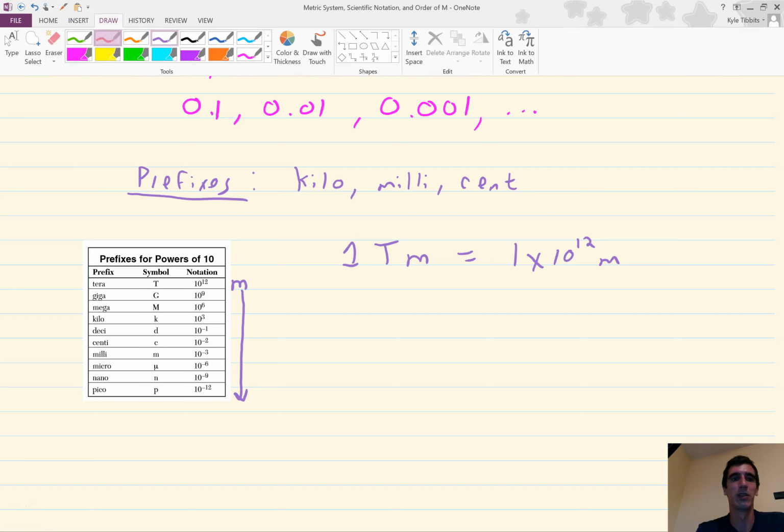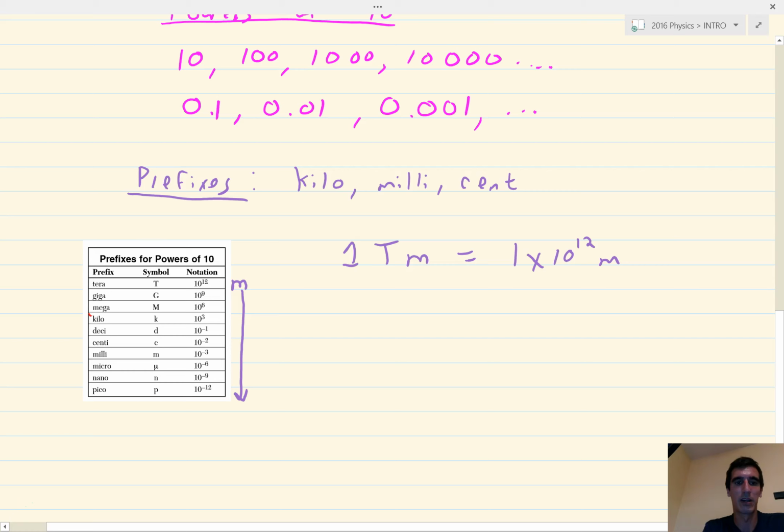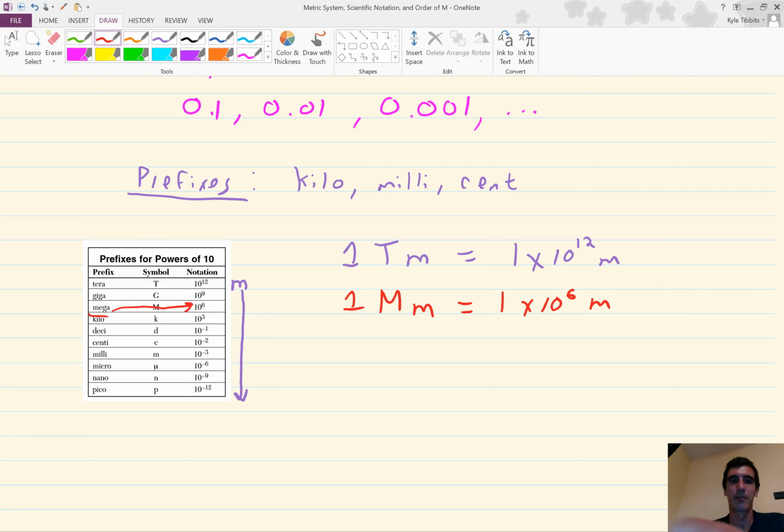Let's look at another one. Let's look at mega. 1 mega, capital M, meter is equal to, we go over to the notation, 1 times 10 to the 6th meters. Notice that the 1 goes in front of the prefix, and the scientific notation, 1 times 10 to the 6th, goes next to the base unit.